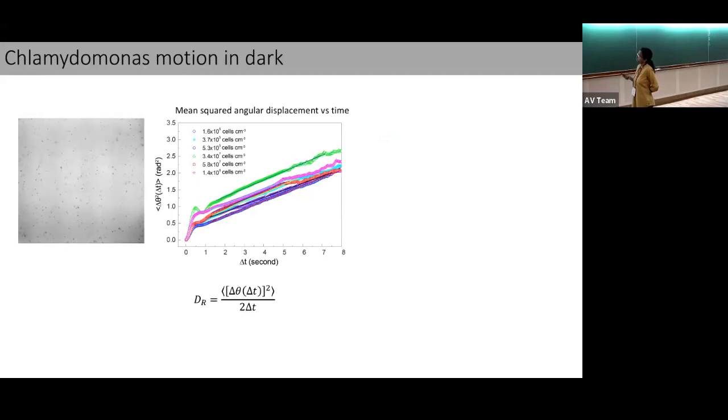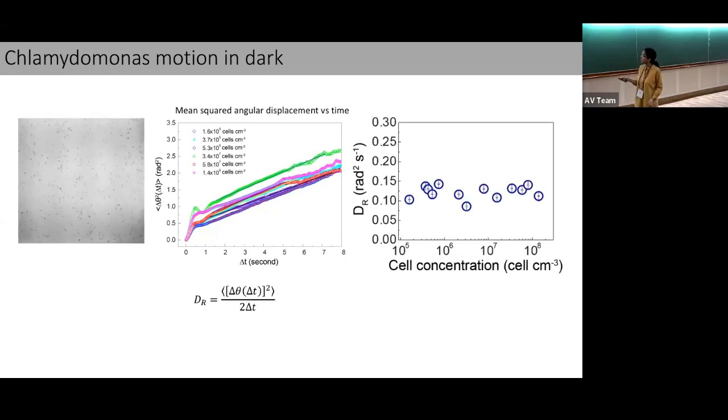So first you characterize the motion in the dark. You will measure what is called mean squared angular displacement as a function of time to get the rotational diffusion coefficient, which is the T rot that Thomas was talking about. And so T rot will be the inverse of this rotational diffusion coefficient. The rotational diffusion coefficient is independent of cell concentration in our case. And so that sets the background of how these cells are behaving in the dark.